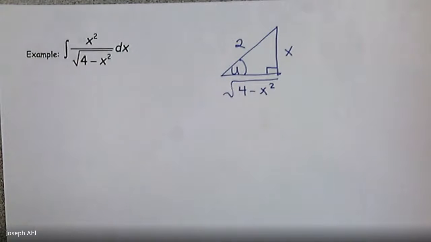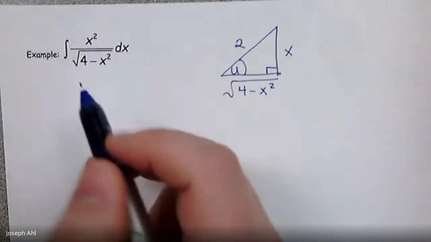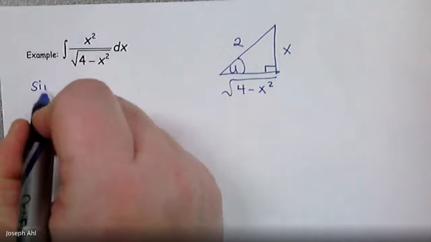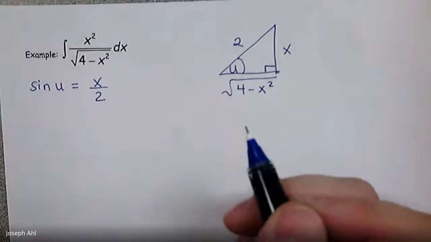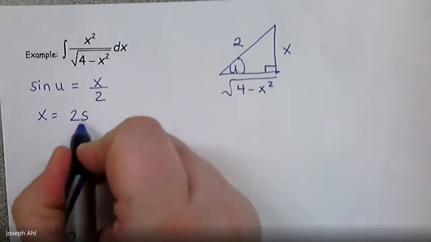So let's talk about some things that we're going to need to replace inside the current integrand here. So we know that sine of u is equal to x over 2, and therefore x is equal to 2 sine u.